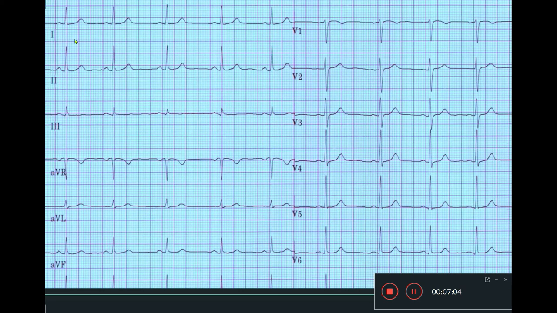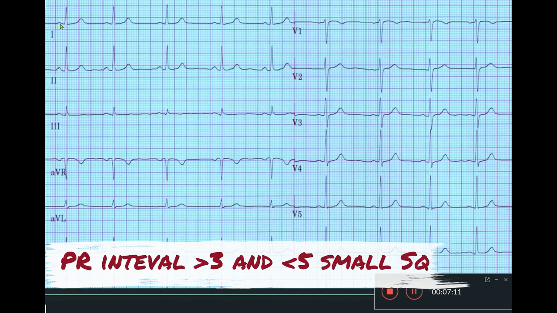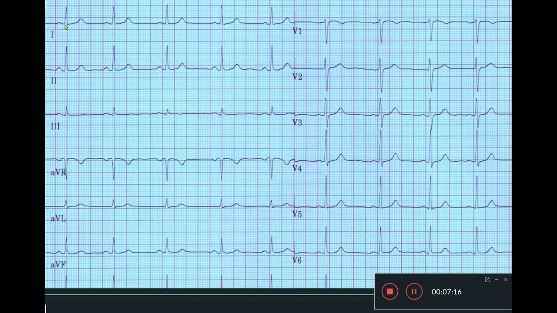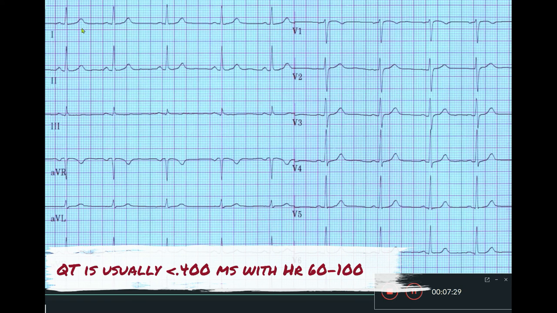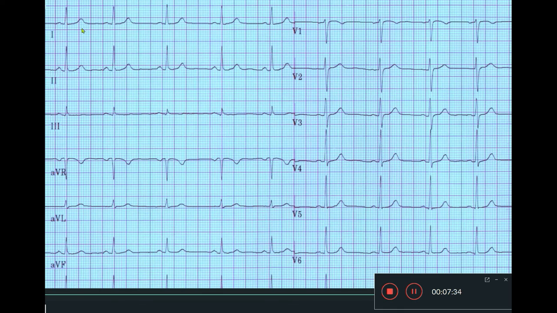Then you look at the PR interval. It is less than 5 small squares and more than 3 small squares. So the PR interval is normal. There is no first degree AV block. Then you look at the QT interval. I had told you that with a heart rate between 60 and 100, QT should not be more than 2 big squares. So this is less than 2 big squares, and the QT interval is also normal. So just to conclude, this is a normal sinus rhythm, a normal ECG in a person who probably has no cardiac disease.